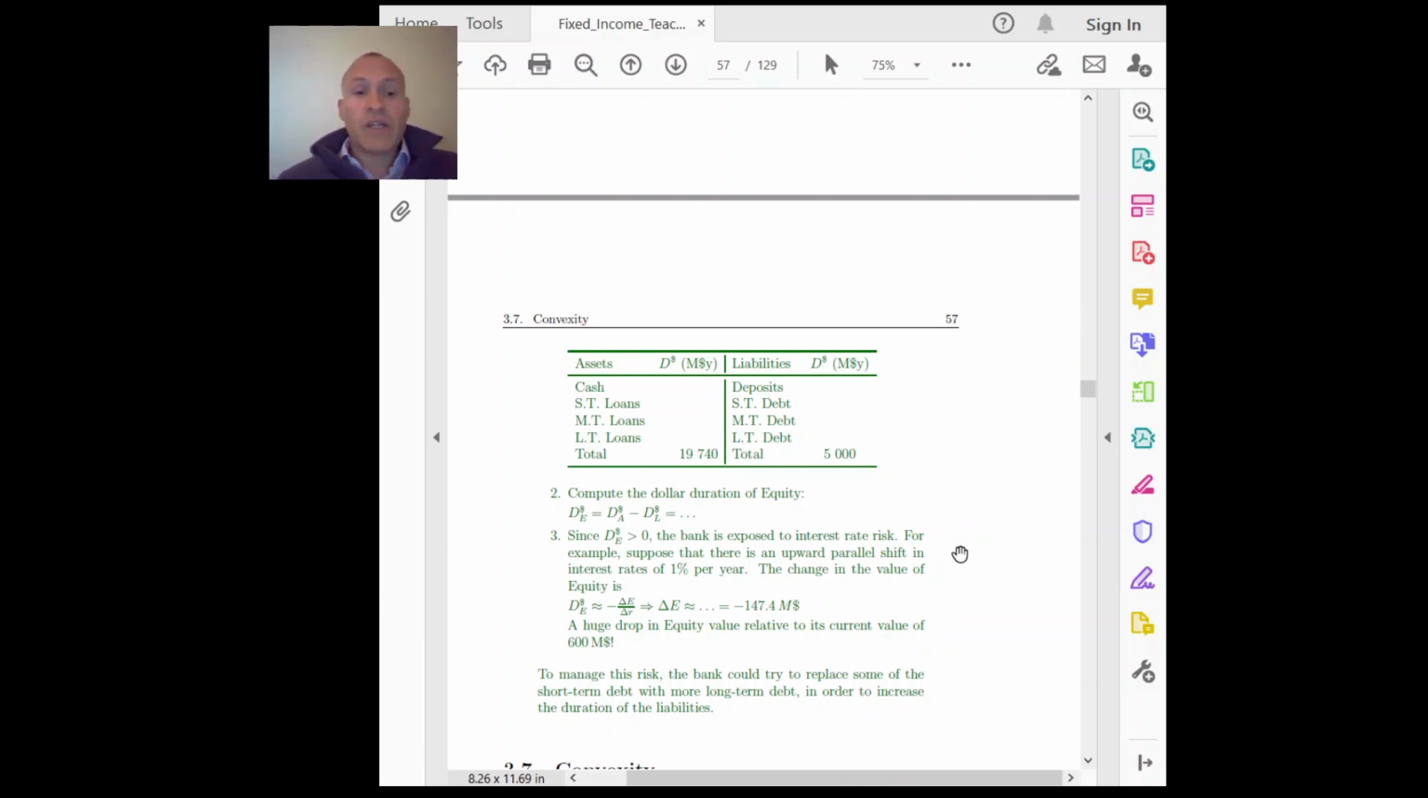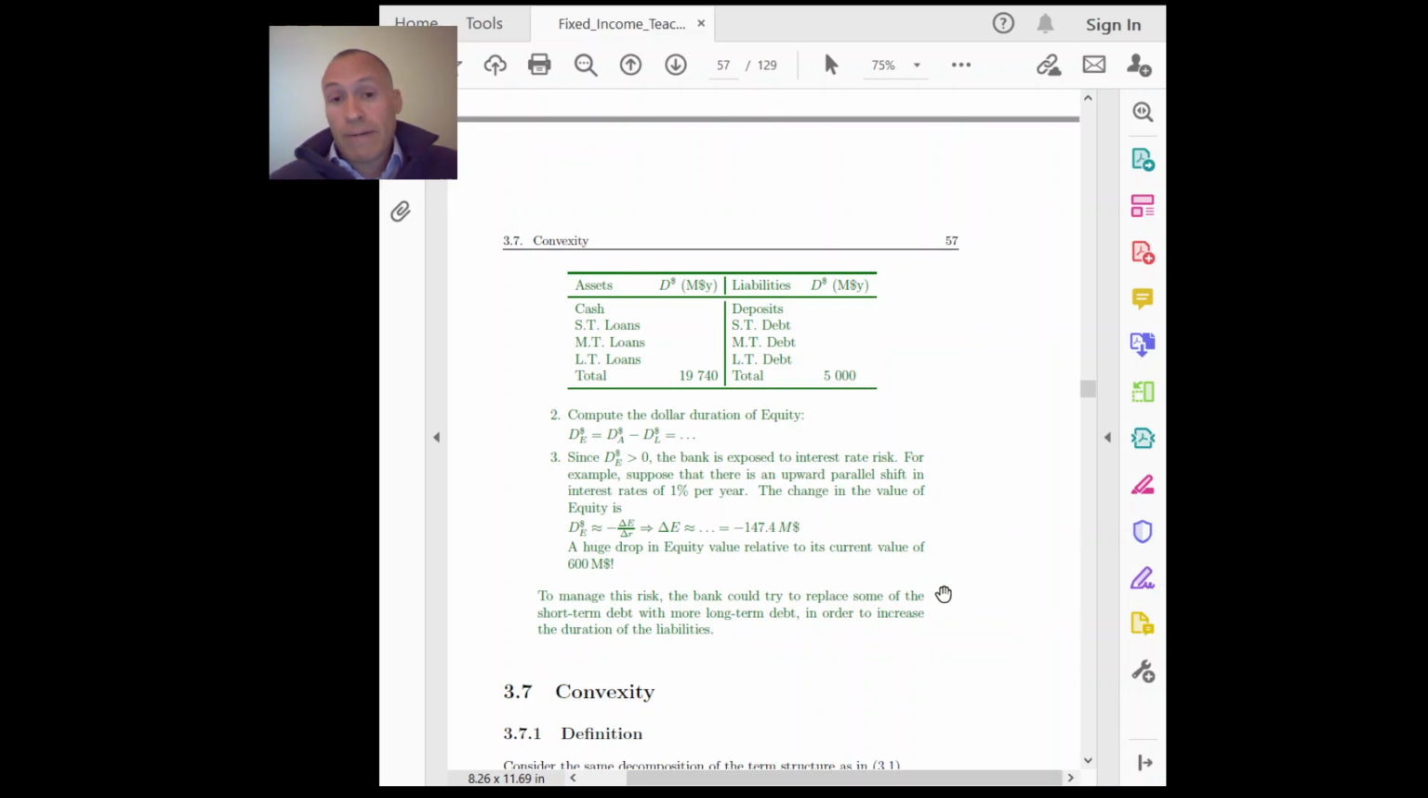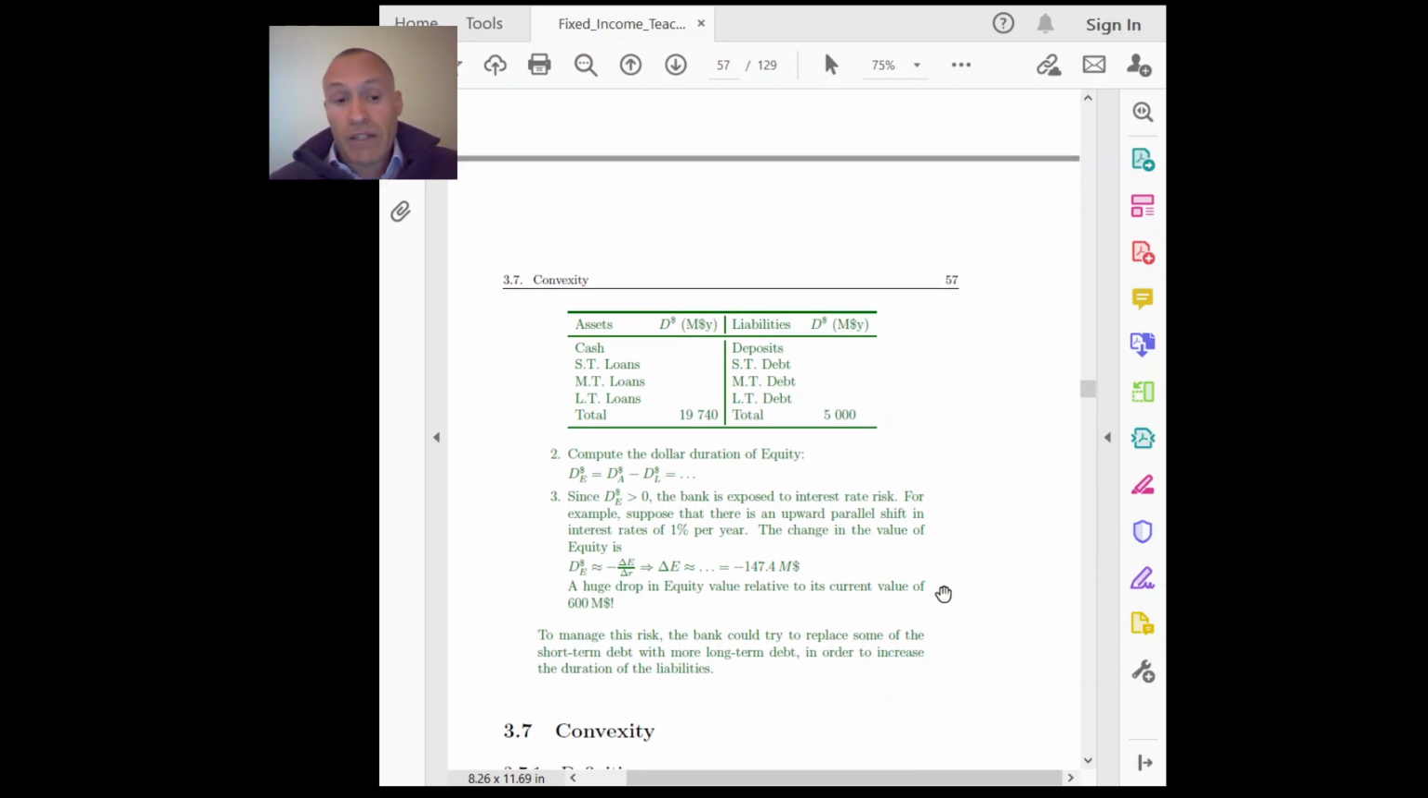All right. So in practice, the bank cannot do much on its own. What banks actually do is use derivatives to manage this type of risk. When we get later on to the chapters on derivatives, in particular to interest rate swaps, we will see how we can use interest rate swaps to manage exactly this risk, and we will come back to this example. All right.